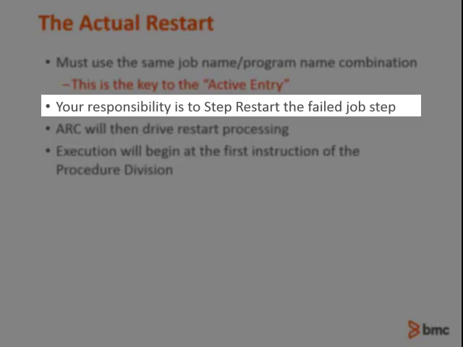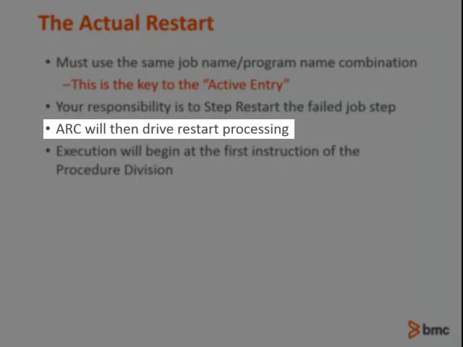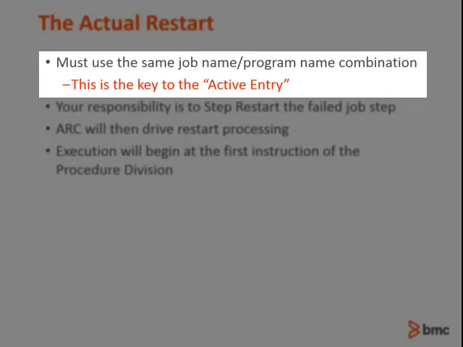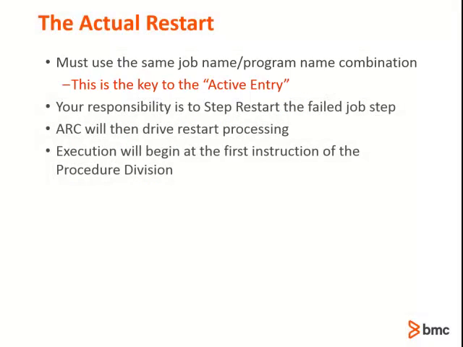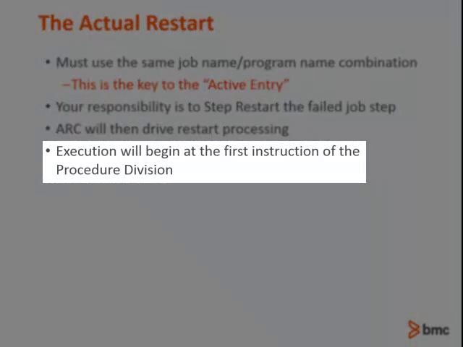Once a program is in an abend state, ARC will be ready to restart the program. You simply restart the job at the failed step. ARC will search for the matching active entry, and if it finds an entry, it will automatically drive the restart process. It is important to maintain the same job name, step name, and program name, as that is the key to the active entry. Once the necessary setup for restart has completed, control will be handed over to the program. Execution will begin at the first instruction of the procedure division. Only all the files will be reset to their state as of the last checkpoint.